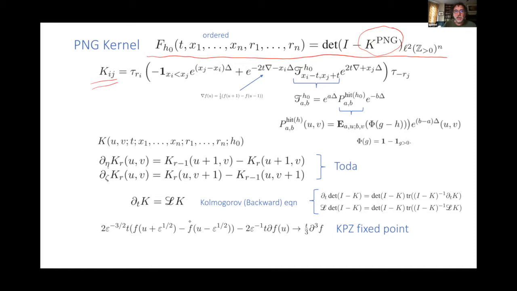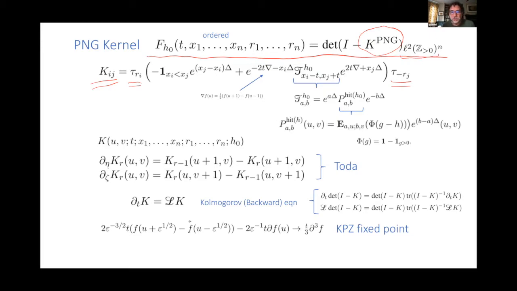So how it depends on the r's is just conjugations by this shift operator, tau. So tau is just the shift operator. It shifts by minus rj on the right and by rj on the left. So it's just a conjugation by the shift operators. All these operations that I'm doing now are not occurring on L2 of the positive integers, but on all of L2. So I'm going to think of Kij as an operator made out of pieces on all of L2, and then restrict it to L2 of Z positive.